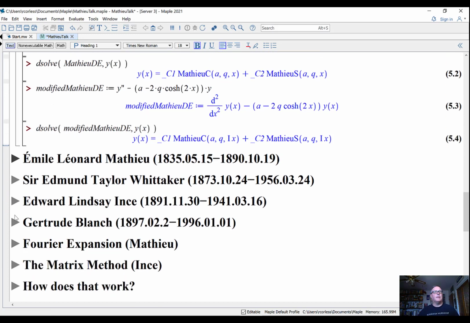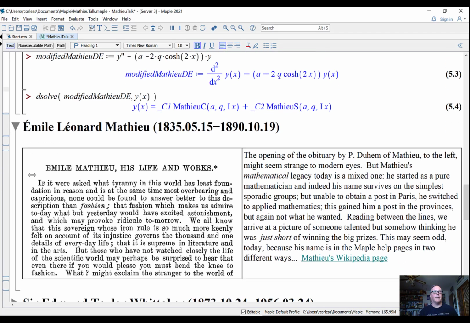Let's have a little historical digression. So Mathieu himself was born in 1835 and died in 1890. And those of you who want to do subtraction can figure out what kind of a score he racked up. Let's look a little bit at an obituary of Mathieu. The first line in this obituary looks a little bit strange to modern eyes. If it were asked what tyranny in this world has least foundation in reason, and is at the same time most overbearing and capricious, none could be found to answer better to this description than fashion.